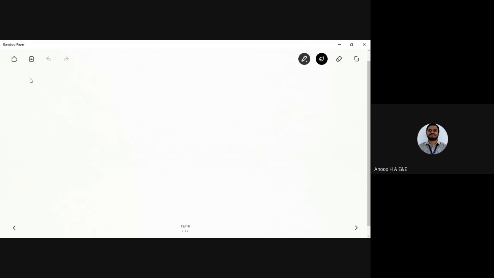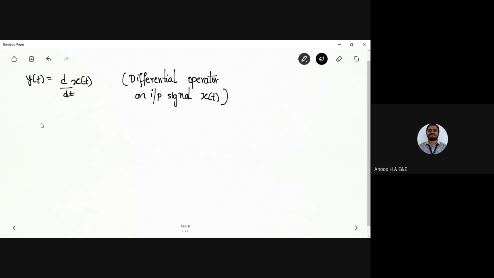Again, for the given signal, we have to determine whether it is linear or how it is. y of t equals d by dt of x of t, which is a differential operator on the input signal x of t. First, let us verify the linearity.